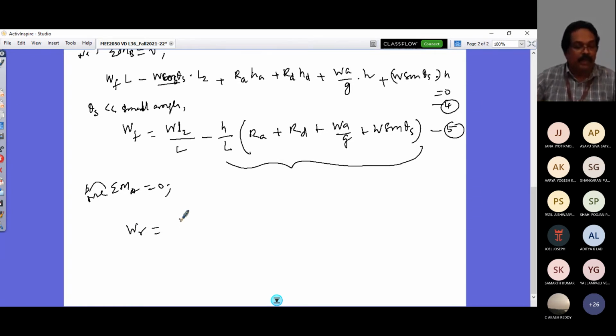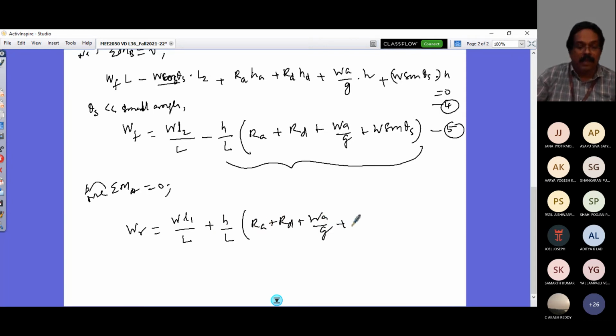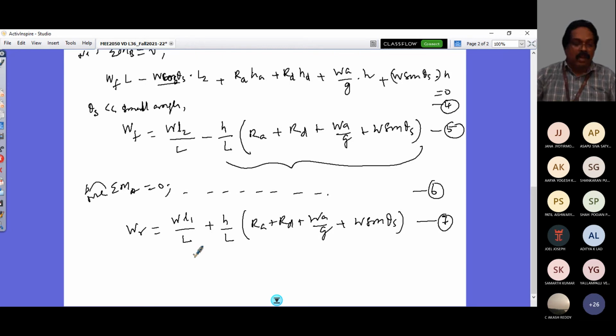That equation is W L1 by L. See, now look at here, it's L1, and instead of minus sign I'll have plus sign H by L, and I'll have inside the same term RA plus RD plus WA by G plus W sine theta S, and that would be equation number, I'll call this equation 7. Equation 6 is, what is this equation? So I leave it to you to fill this, and then you have this.